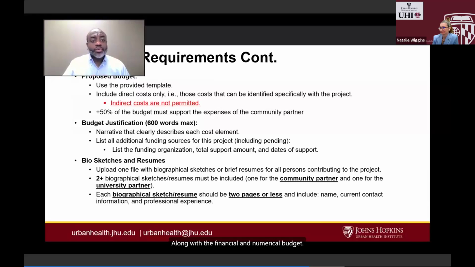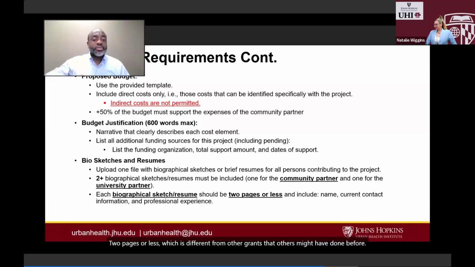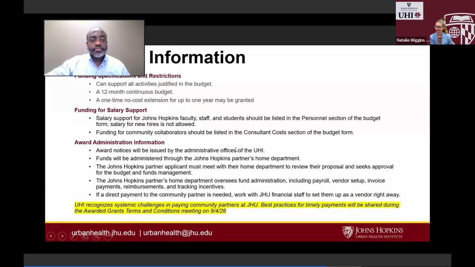Along with the financial numerical budget, there would need to be additional thoughts about the budget justification, which would be 600 words maximum. And then, as mentioned before, there would also need to be some type of bio sketch and resume for the different partners, at least one for the faculty, and then at least one or more from the community partner. And those biographical sketches or resumes should be 2 pages or less, which is different from other grants that others might have done before.